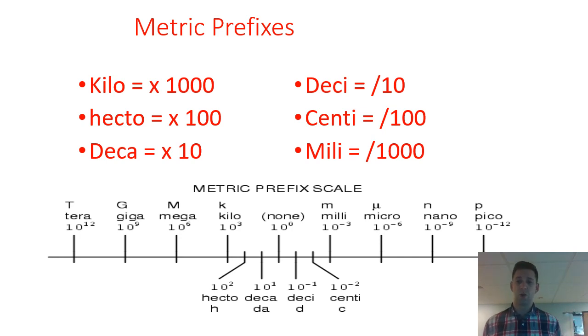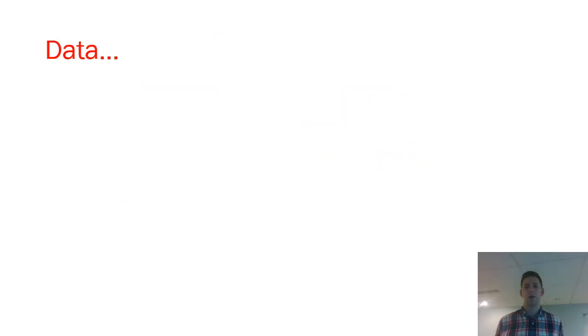And this is true with grams. You have kilogram, milligram. It's true with liters, milliliter, kiloliter. But again, it's a pretty useful way to do measuring. And so that's why science uses the metric system.